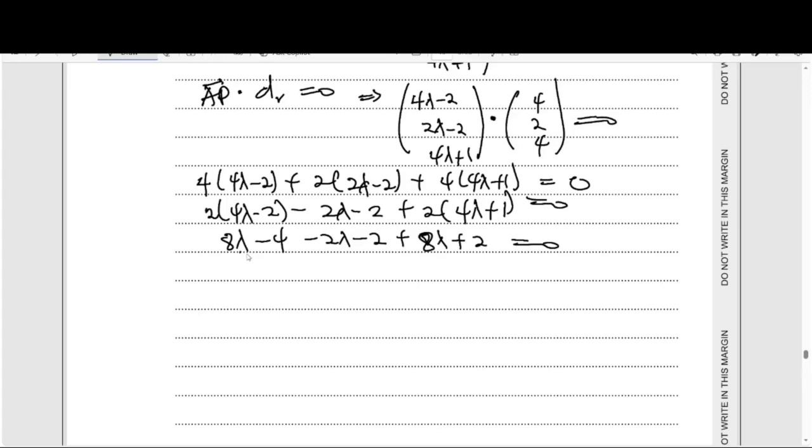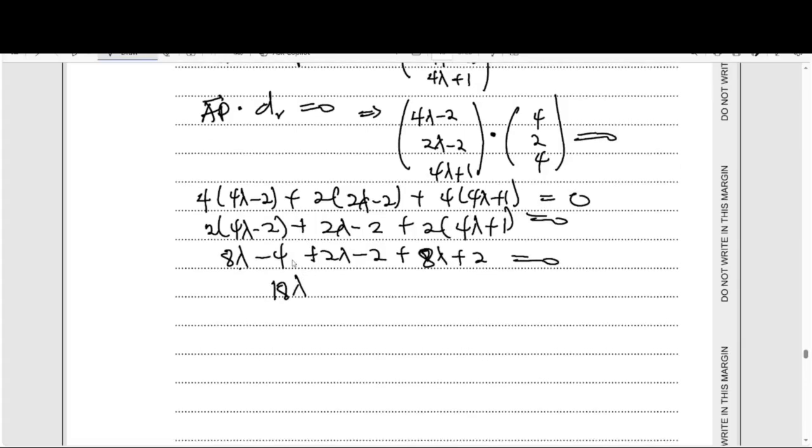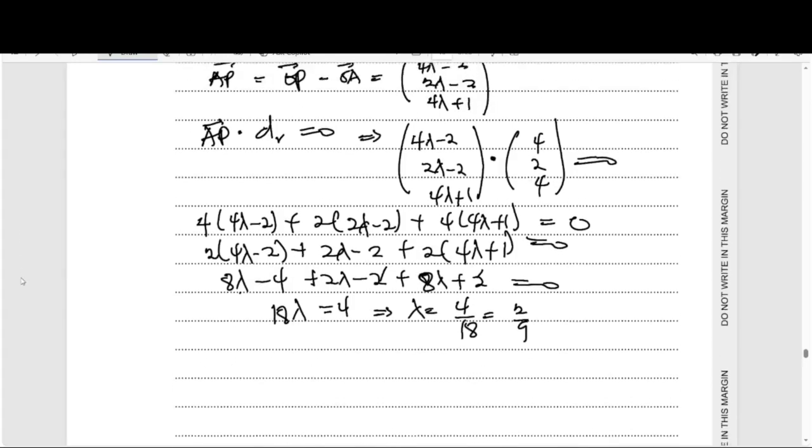So we have 16, sorry, there is a plus here that has been changed to plus plus. So 16 plus 2 is 18 lambda. Then for the constants, you have negative 4 because negative 2 and positive 2 are out. So you have 18 lambda minus 4 is equal to 0. And then lambda is equal to 4 over 18, which is 2 over 9. Right, so that gives us the value of lambda, and then it makes it simpler for us to find AP.